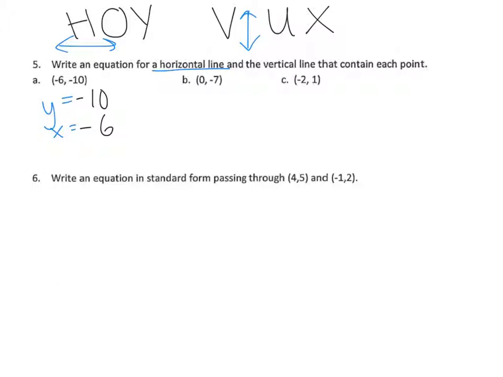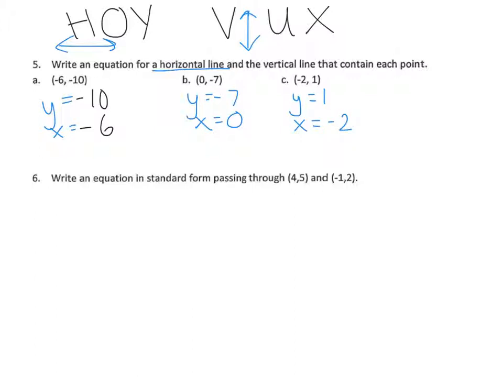And then B, the horizontal line is going to be y equals -7, and the vertical line is x equals 0. The last one, the horizontal line is y equals 1, and the vertical line is x equals -2.